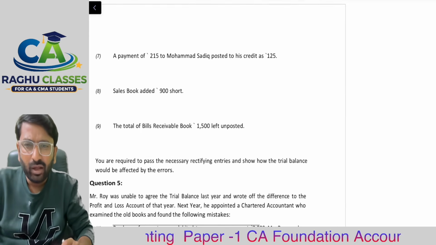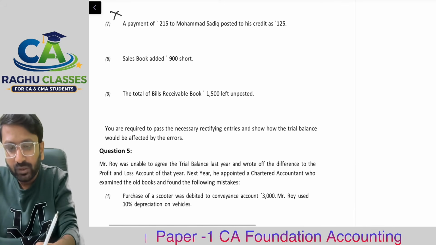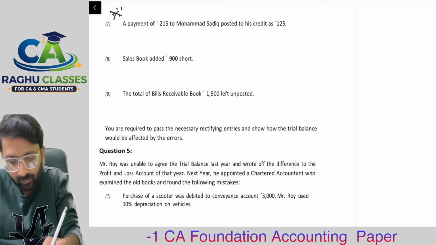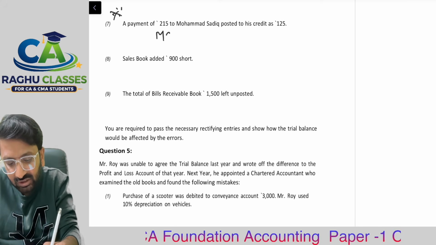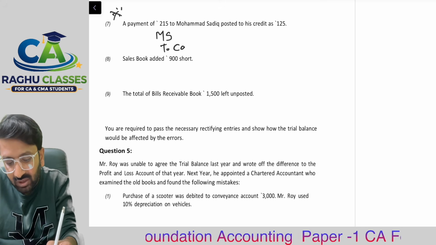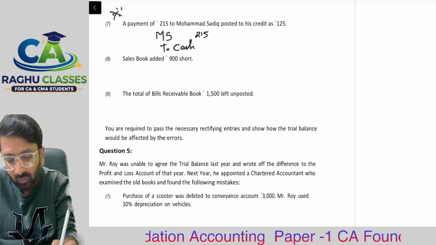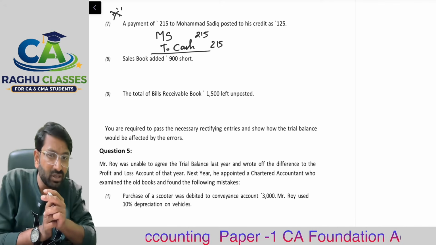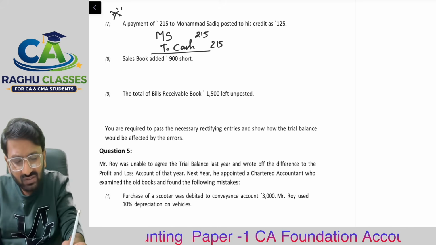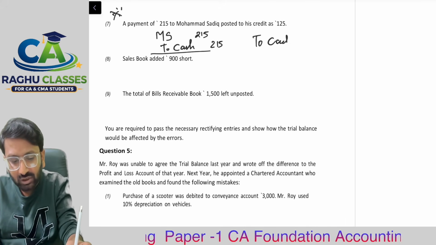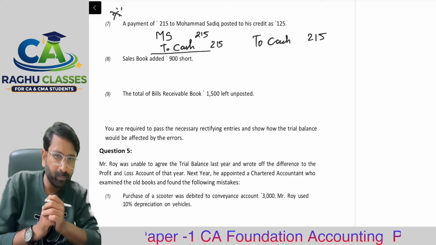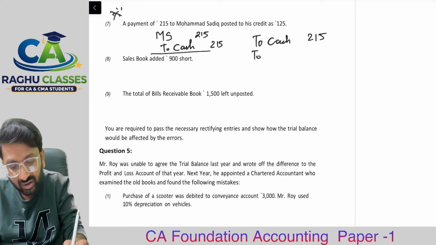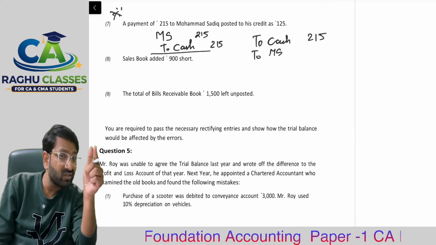Next one. Payment of 215 rupees to Mohammed Sadiq posted to his credit as 125. So when you made the payment, correct entry should be Mohammed Sadiq account debit to cash 215. It is posted to his credit. So the mistake is happening at the time of posting. So can we say there is no problem in recording? So at cash account level, there is no problem. Cash account is correctly recorded. But instead of posting to the debit of Mohammed Sadiq, it is posted to his credit. So posted on the wrong side.